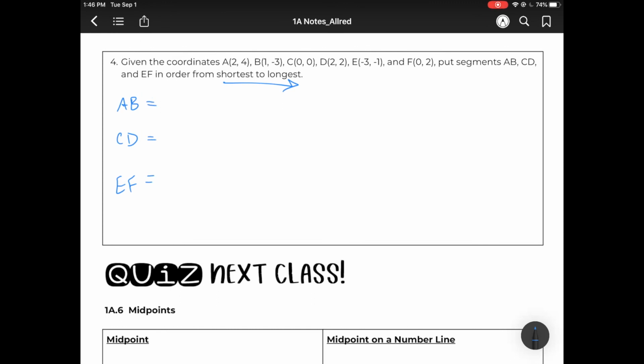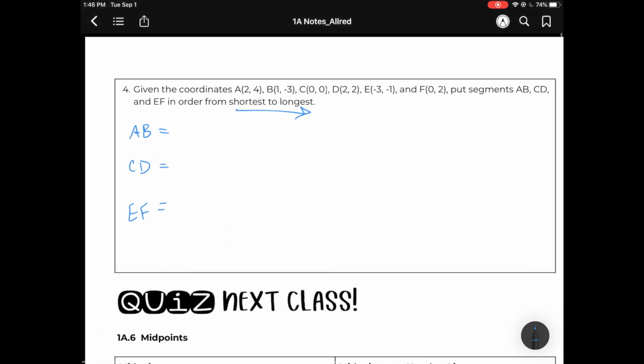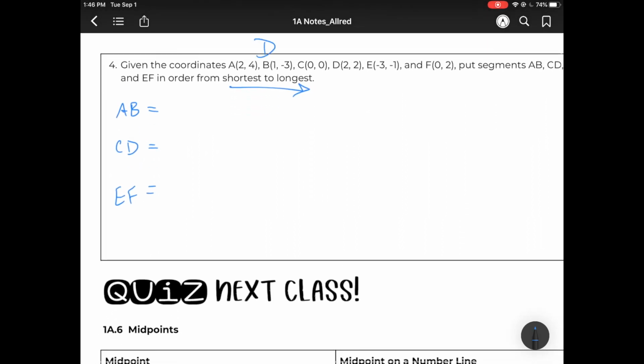So we're going to use our distance formula since I didn't give you a graph. I don't want you to take the time to graph it if I don't provide a graph for you. We're going to use the distance formula. I'll remind you what that is. Distance equals the square root, parentheses, x2 minus x1 squared, parentheses, y2 minus y1 squared.